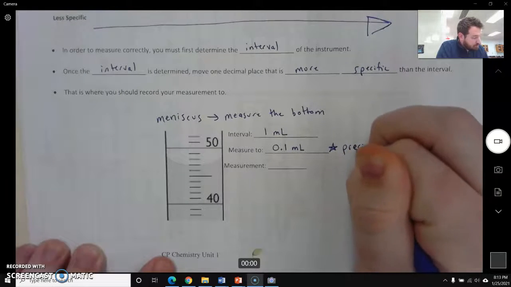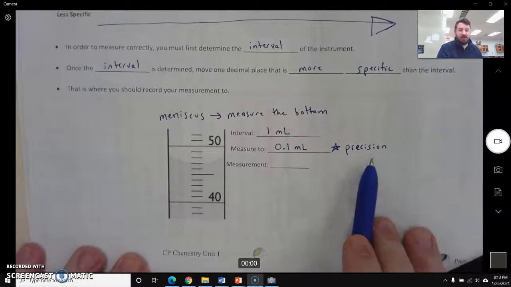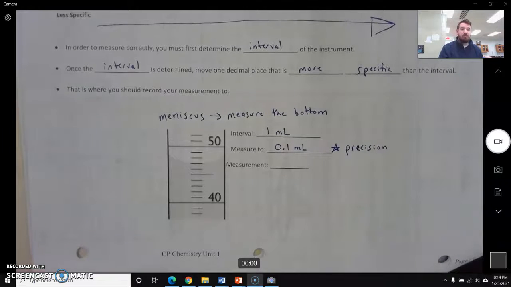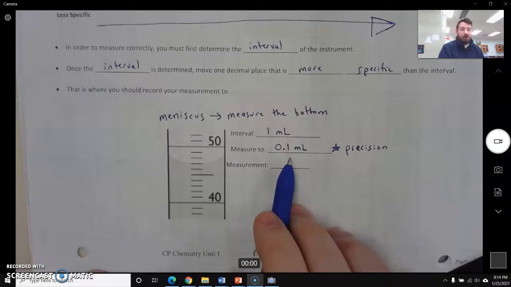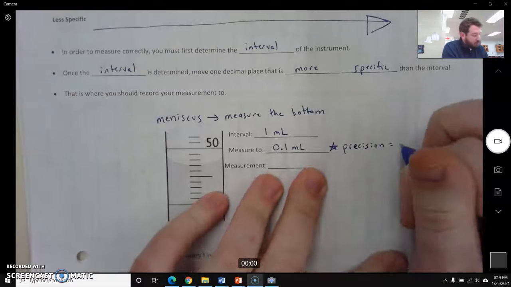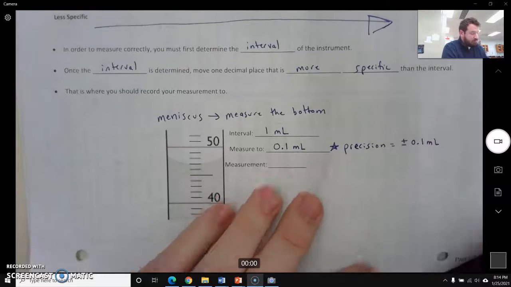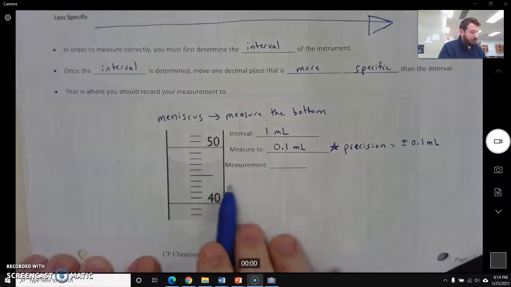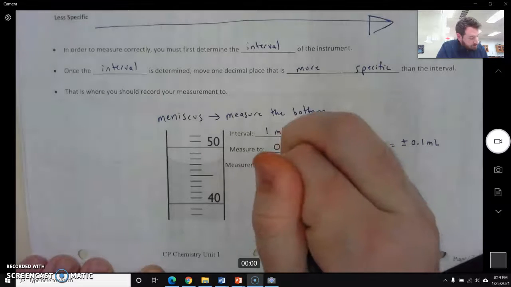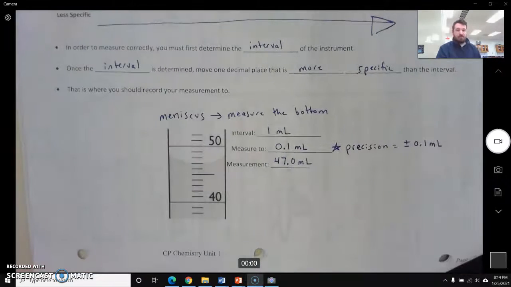Now, this measure to might also be called your precision. You will see assignments later on in the week where you're asked for the precision of the instrument. And because that's what we measure to, we say you're allowed to be wrong plus or minus one of your precision. So the precision here would be plus or minus 0.1 milliliters. And then our final measurement, I see we have 45, 46, 47.0 milliliters. Alrighty.